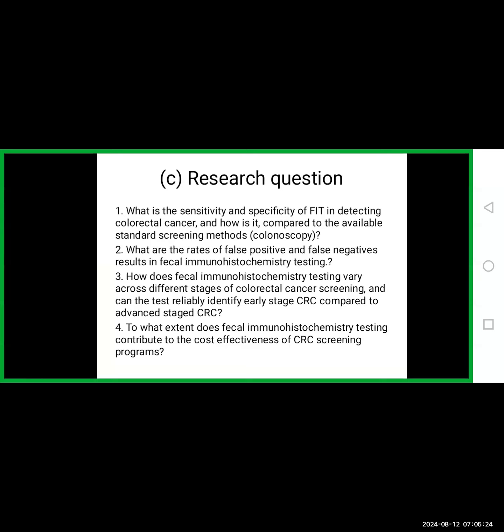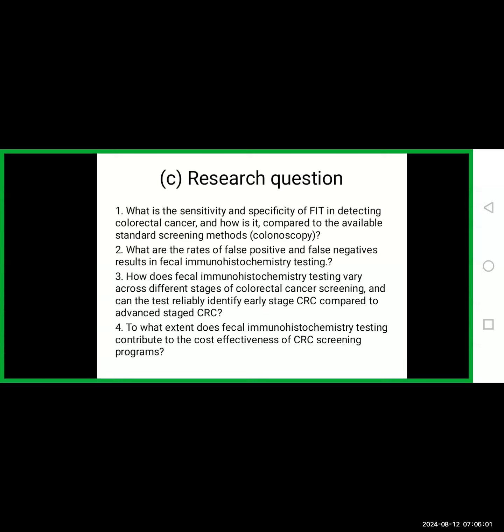The first one is, what is the sensitivity and specificity of FIT in detecting colorectal cancer? And how is it compared to the available standard screening methods, colonoscopy in this case? 2, what are the rates of false positive and false negative results in fecal immunohistochemistry testing? 3, how does fecal immunohistochemistry testing vary across different stages of colorectal cancer screening? And can the test reliably identify early stage of colorectal cancer compared to advanced stage colorectal cancer?